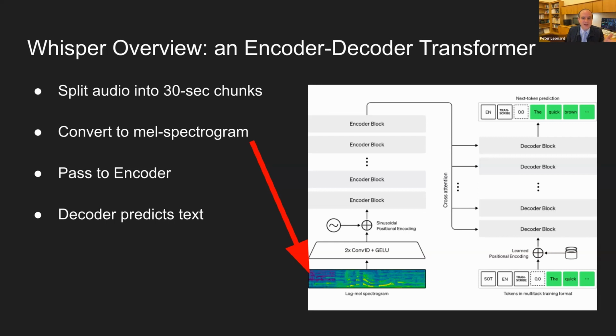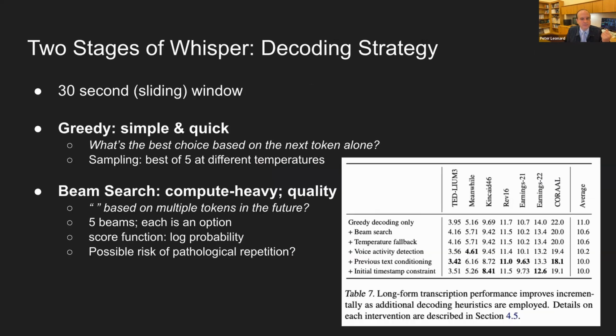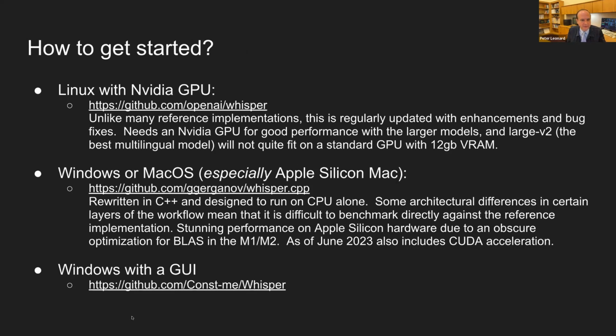This includes your voice. Whisper splits your voice into chunks, converts it into this interesting visualization called a Mel spectrogram at the bottom left, puts it into an encoder, and then the decoder predicts the text that should result. There are a lot of interesting internals of Whisper about how to decode in this encoder-decoder network. It's useful to keep in mind as you start chasing down problems or edge cases. There are a couple of different ways, both greedy and what's called beam search, to decode the language and turn it into text.